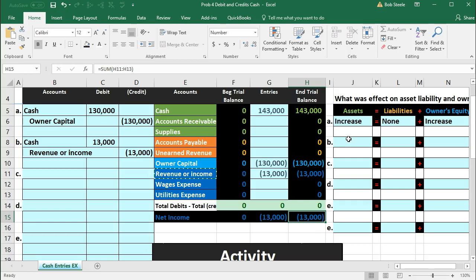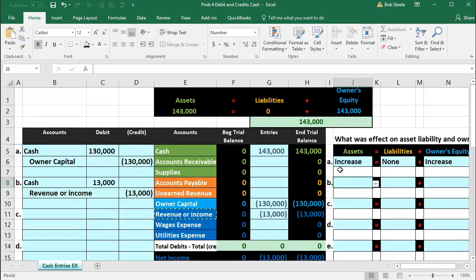We're then going to go over here to our accounting equation. We can see that our accounting equation is in balance up here, meaning the assets equal the liabilities plus the equity. That's for the total. We want to see what happened to the accounting equation this time. We know that cash went up, so cash went up. Cash is an asset. Assets went up. So I'm going to say increase there. Nothing happened to liabilities. No orange accounts have been affected.